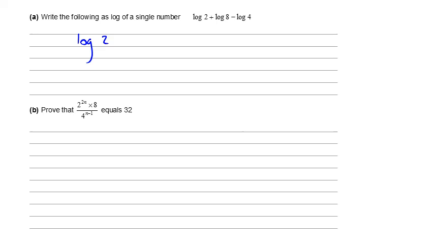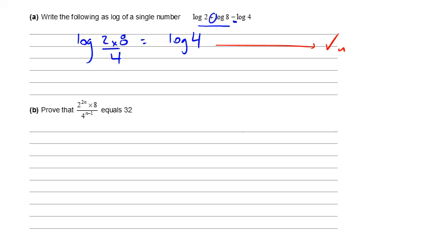Log 2 plus log 8, well, that means times. When I'm adding logs together, it means times. When I'm subtracting them, it means divide. So 2 times 8 is 16, divided by 4 is 4. Log 4. An achieved tick.